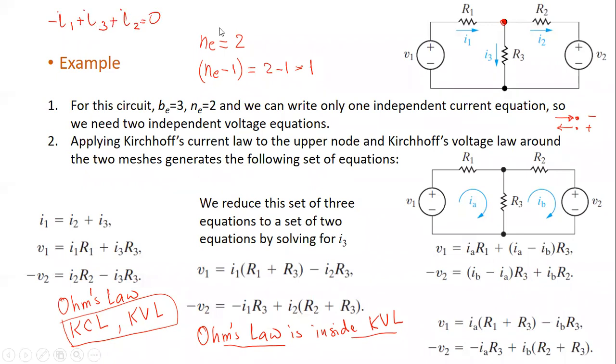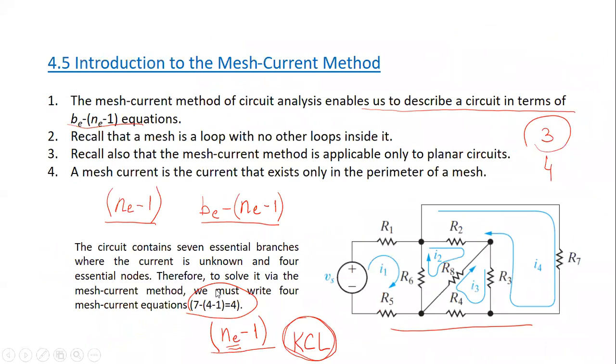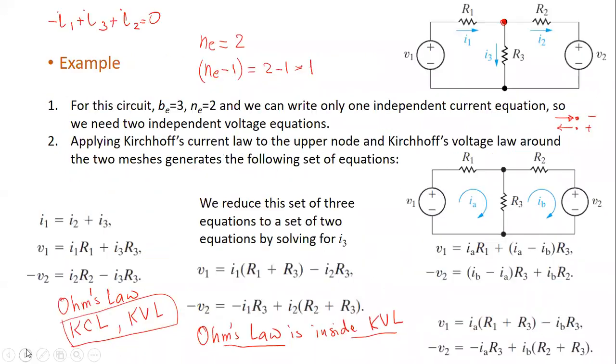So this is KCL. We have one current entering the node, so it will be negative I1, sorry. And I have 2 currents leaving the node, so it will be plus I2 plus I3 equal to 0. This is KCL. Okay, what will be KCL to the lower node?